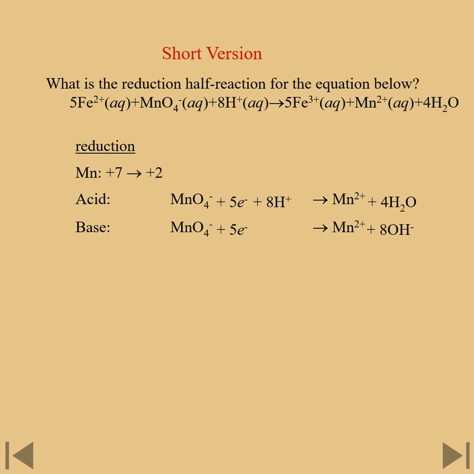I need 4 more oxygens on the right in the acid half reaction. So 4 waters show up on the right. And I need 4 more oxygens on the left in the base half reaction. So 4 waters to the left. And that's a coincidence that it happened to be the same number of waters. Don't expect it to always be the same number.